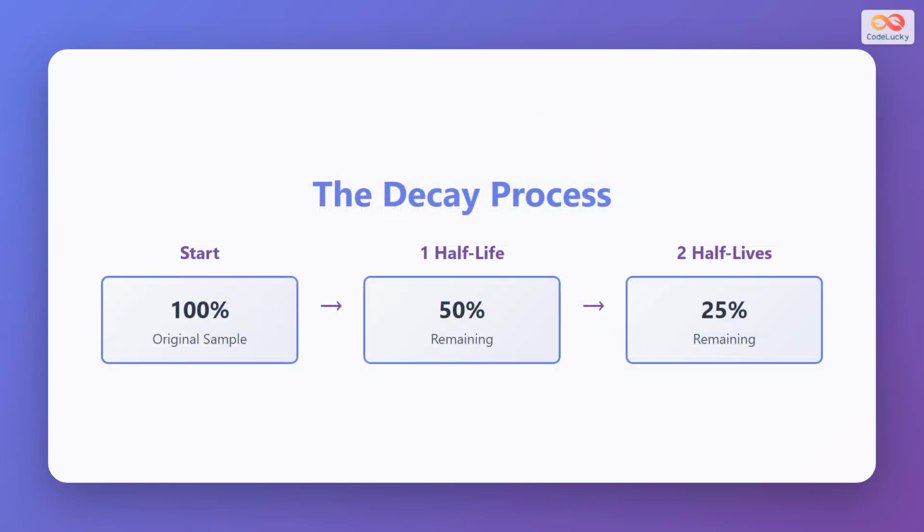Let's visualize how radioactive decay works over time. If we start with 100% of a radioactive sample, after one half-life has passed, only 50% of the original sample remains. After two half-lives, we're left with 25%. Notice that the amount doesn't decrease linearly, but rather by half each time. This is the essence of exponential decay.